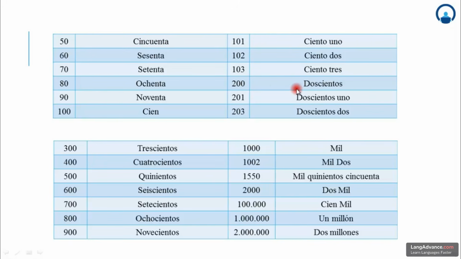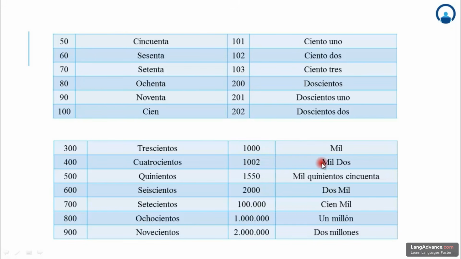200 is called doscientos. 201, doscientos uno. 202, doscientos dos, and so on. 300, trescientos. 400, cuatrocientos. 500, quinientos. 600, seiscientos. 700, setecientos. 800, ochocientos. 900, novecientos. 1000, mil.